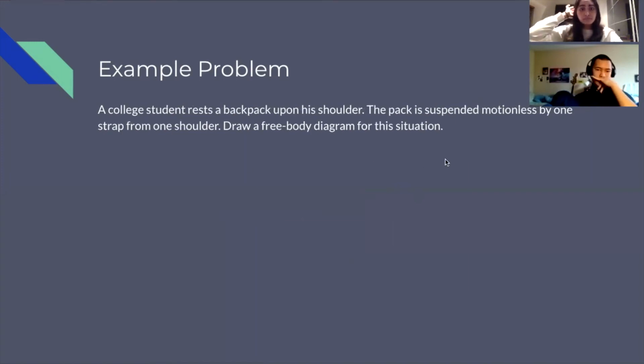A college student rests a backpack on his shoulder. The pack is suspended motionless by one strap from the shoulder. Draw a free body diagram for the situation. We'll give you another 5 seconds.